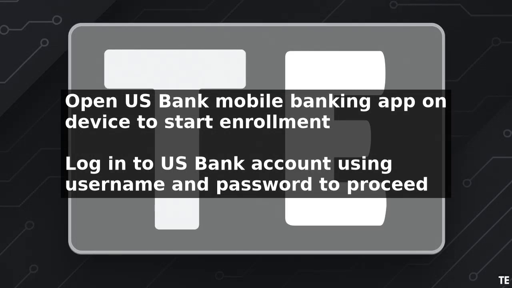To enroll in Zelle with US Bank, start by opening the US Bank mobile banking app on your device. If you do not have the app, you can download it from the App Store or Google Play. Once the app is open, log into your US Bank account using your username and password. After logging in, navigate to the menu and select the Send Money option.